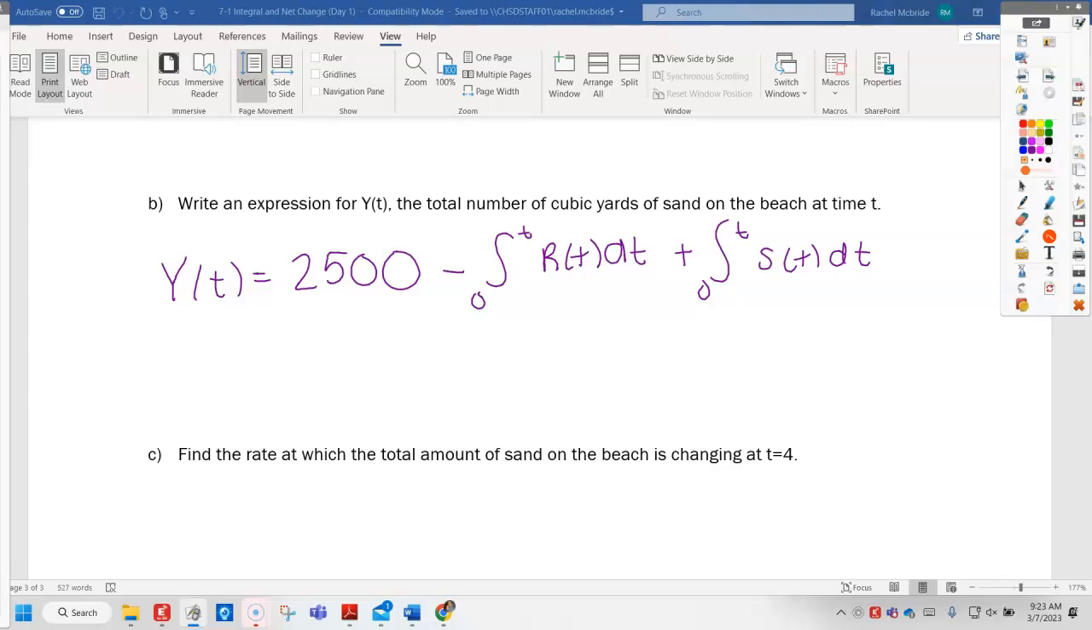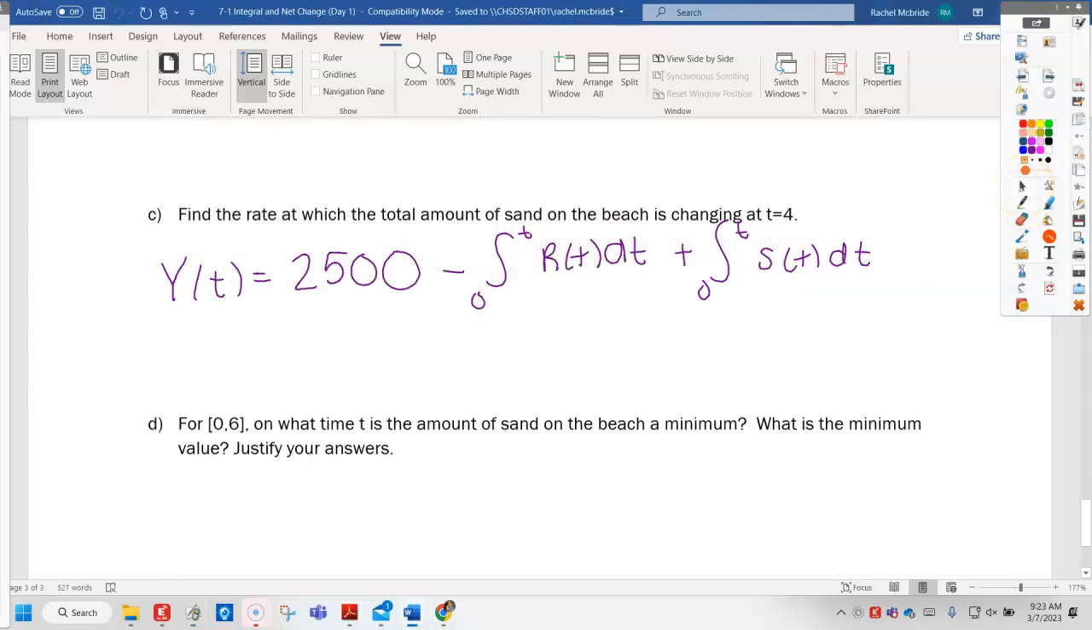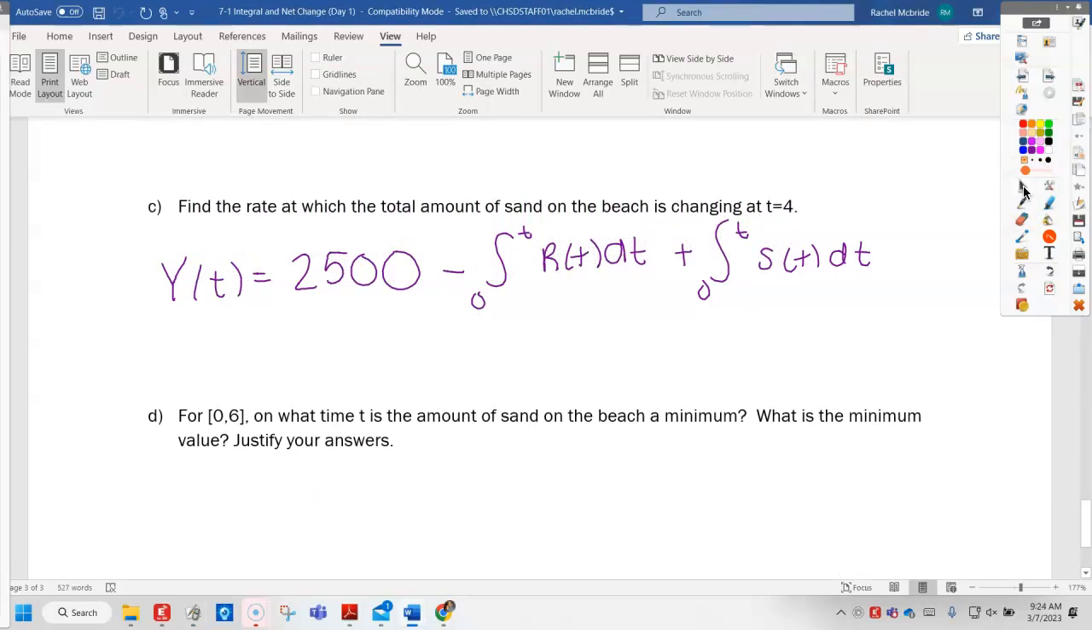Find the rate at which the total number of yards is changing at time t equals 4. All you're going to do is, everywhere you put a t on your calculator, go back in time and change all those t's to a 4.